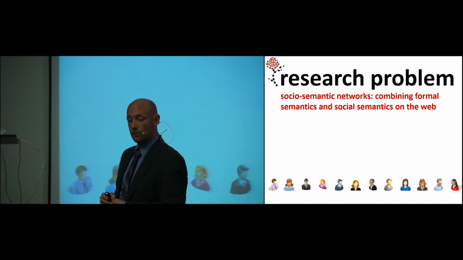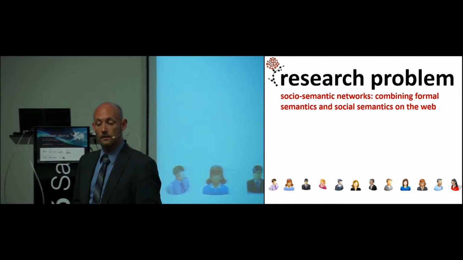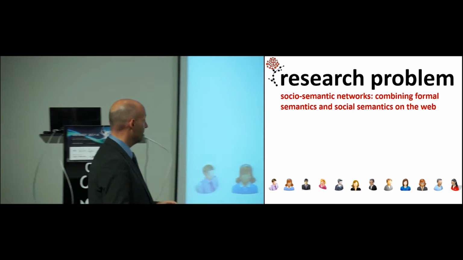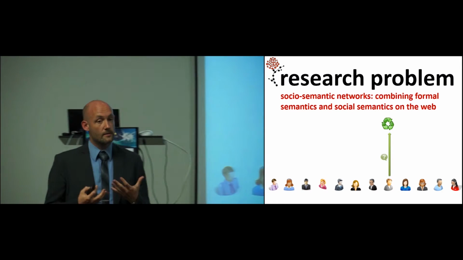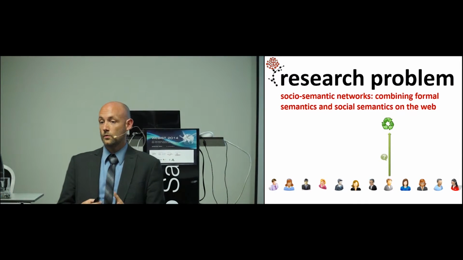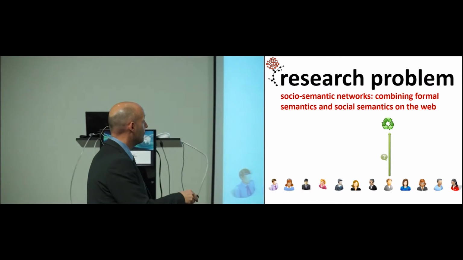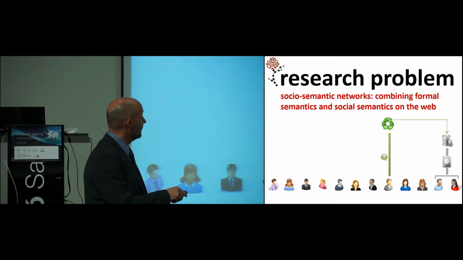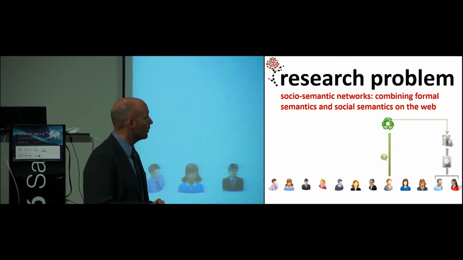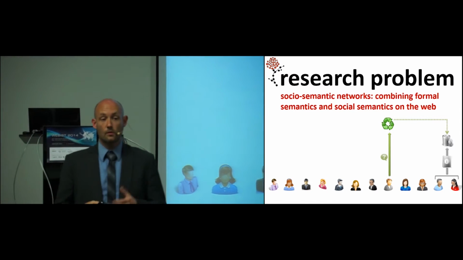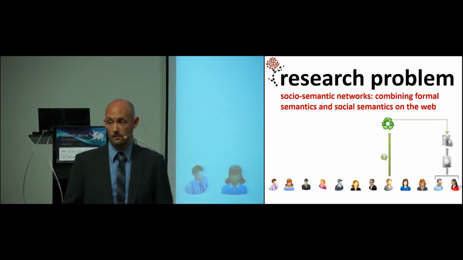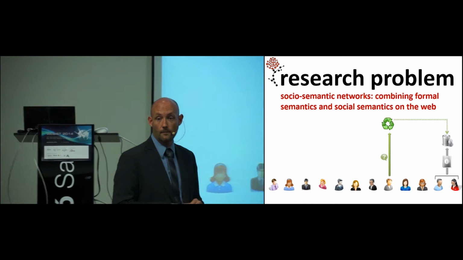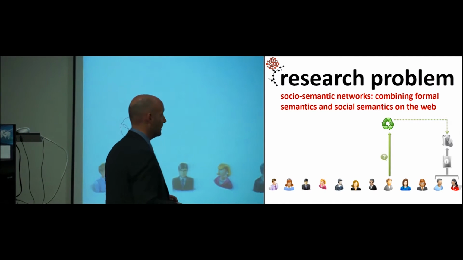So let's start with the scenario. The idea behind linking social semantics and formal semantics is that imagine you have a person who has a question or who's trying to write something about recycling. What we would like to be able to do is detect that there are people here who are authors of a document talking about waste, for instance, and that there is a semantic link between waste and recycling, so that we can push that information.